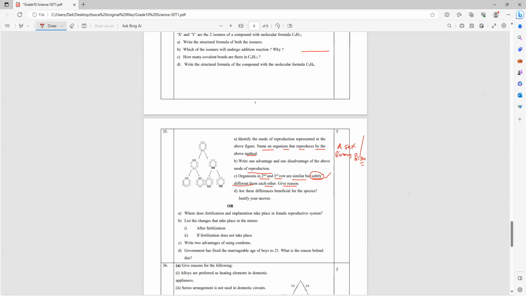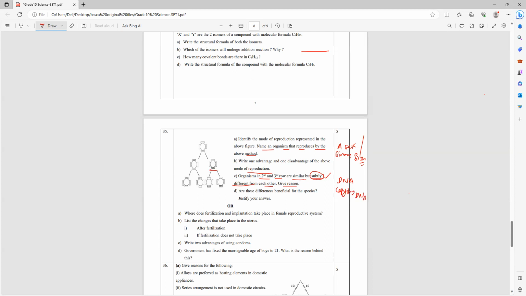So organisms 2 and 3. What is that? All of you. Organisms in the second row and third row are similar and subtly different from each other. Give reasons. So what is the reason exactly? Because of DNA. Yes, please. DNA copying. Do you understand? If you observe very carefully, DNA copying is minimal, so due to the copying of DNA there is a slight variation, a DNA copying error. That is the reason.